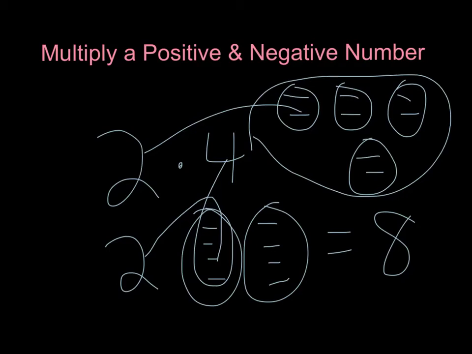It can also be thought of as repeated addition, right? We can say 2 plus 2 plus 2 plus 2, right? 2 plus 2 plus 2 plus 2 is 8. Now let's try that with negatives.